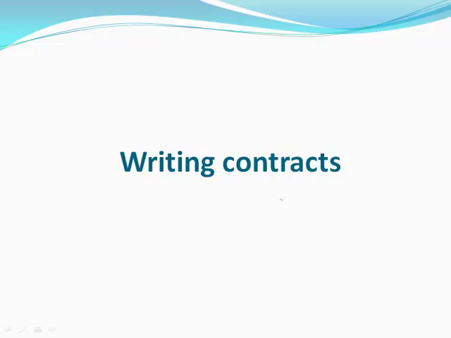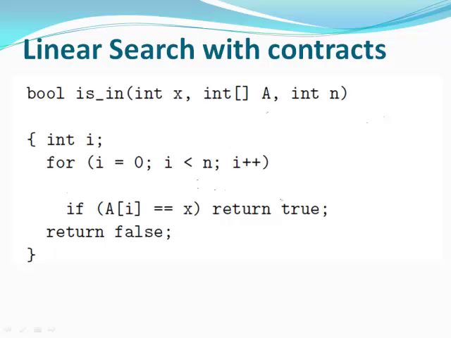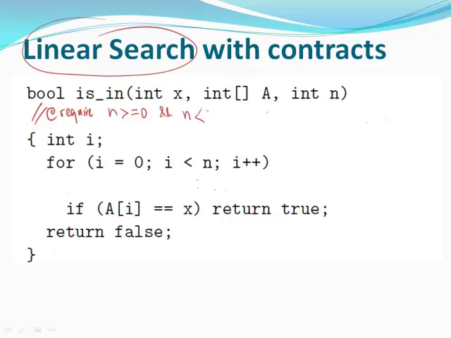Now one of the things we want to talk about is writing contracts. So let's start with linear search with contracts. First of all, we want to write some contracts for this is-in function. The first contract I'm going to write is a precondition. I will require that n be greater than or equal to 0 and n be less than or equal to the length of the array I'm looking at. What this means is that I may be looking at from 0 to some segment of the array, not necessarily the entire array.